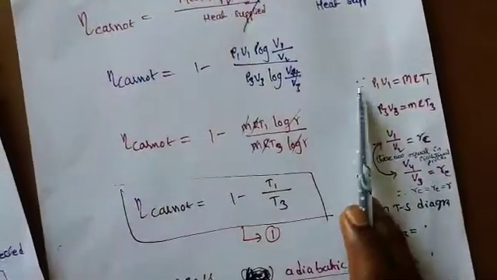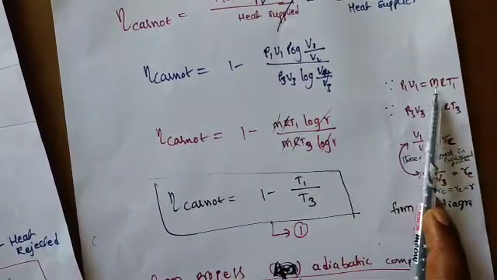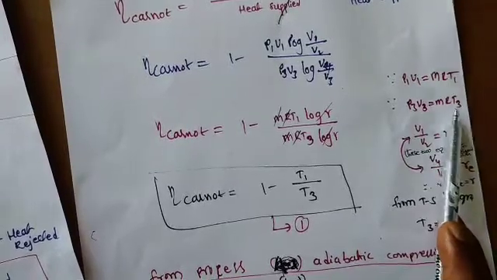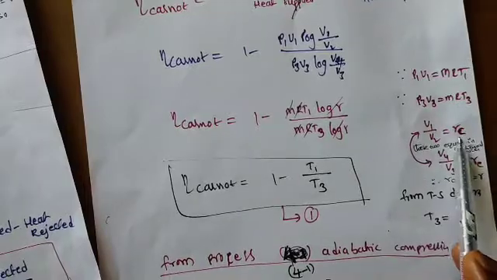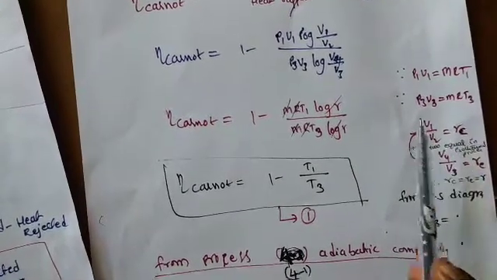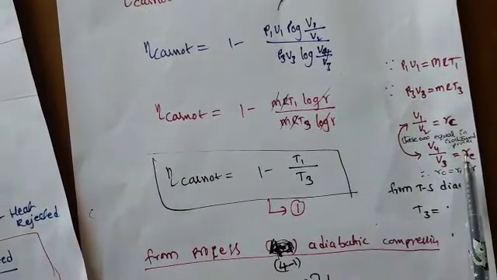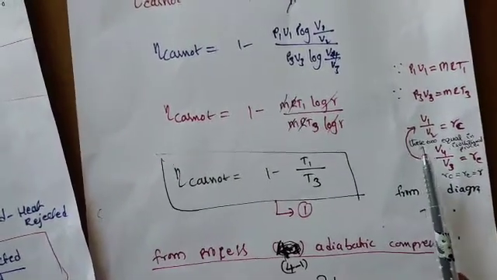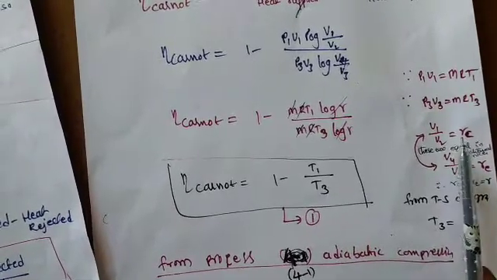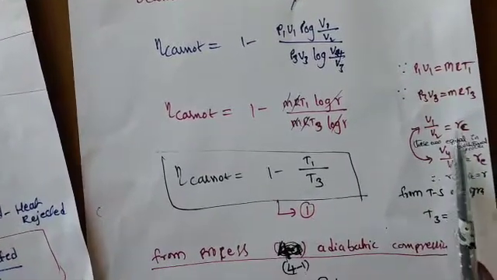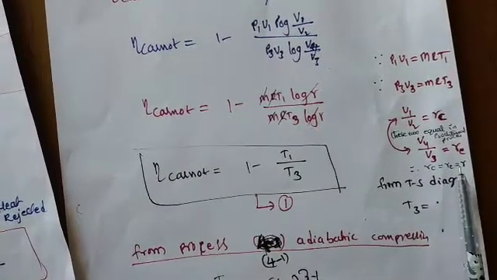Already we know the gas law, PV is equal to MRT. So P1 V1 is nothing but MRT1, and P3 V3 is nothing but MRT3. Here V1 by V2 is nothing but the compression ratio, and V4 by V3 is nothing but the expansion ratio, that is R suffix E. In an isothermal process, the compression ratio as well as the expansion ratio are equal. That's why RC is equal to RE, which is equal to small r.